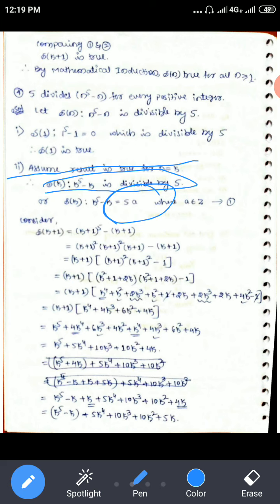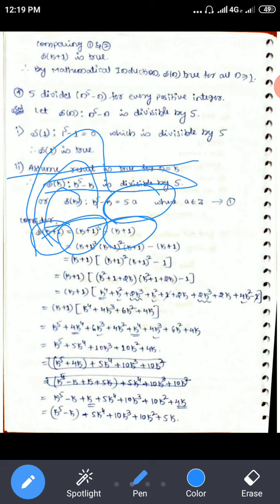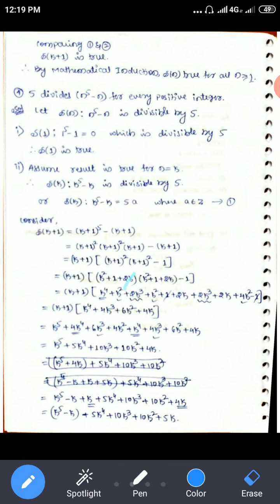Next we'll go for S(k plus 1) is also divisible by 5. So S(k plus 1), wherever k is there, write it k plus 1: k plus 1 raised to 5 minus k plus 1. We will show that this term is a multiple of 5 or divisible by 5. Okay, next, that is k plus 1 raised to 5.